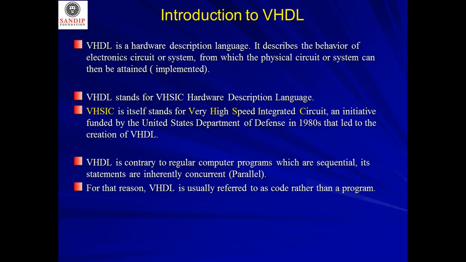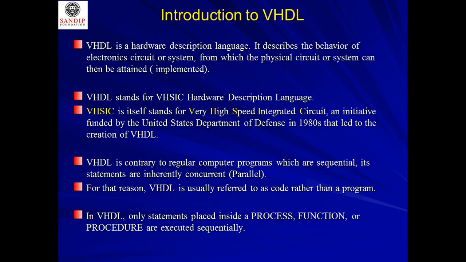VHDL is contrary to regular programming languages like C, C++, Java, which are sequential languages, while VHDL statements are inherently concurrent, meaning parallel. For this reason, VHDL is usually referred to as code rather than program. In VHDL, only statements placed inside a process, function or procedure are executed sequentially.